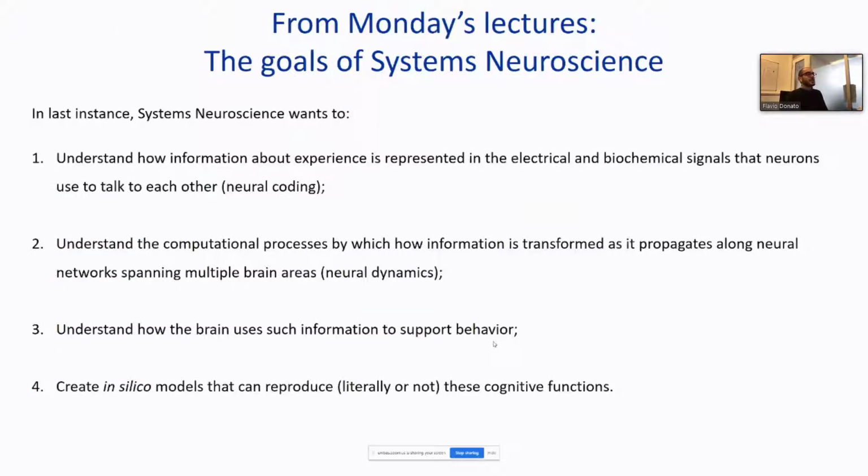From Monday's lecture and the introduction especially, I told you that in systems neuroscience, we have four main aims. The first one is understanding how information about experience is represented in the electrical and biochemical signals of neurons. This is what we called the encoding problem yesterday.